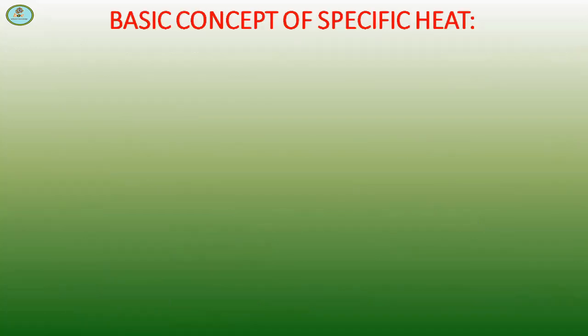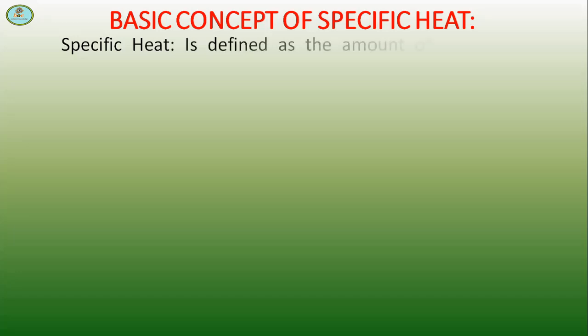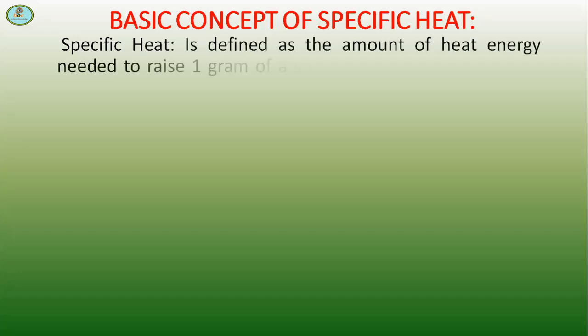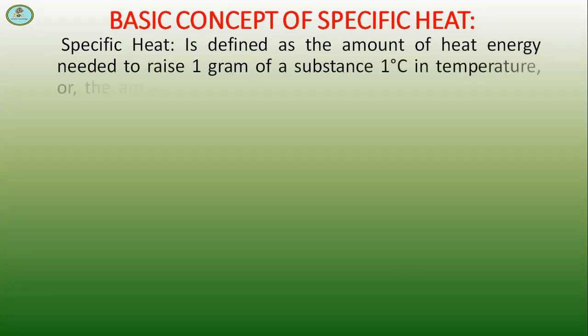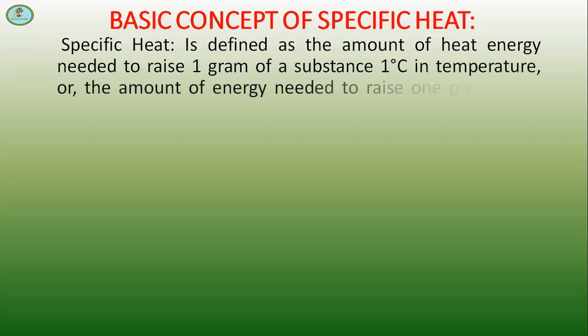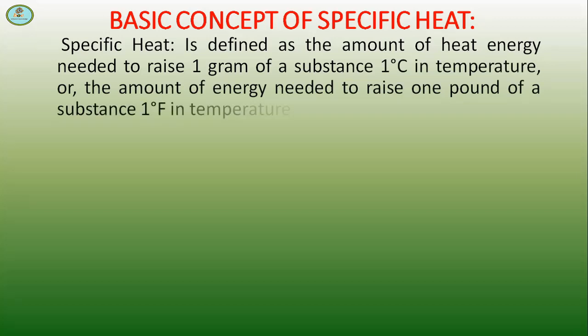Basic concept of specific heat. Specific heat is defined as the amount of heat energy needed to raise 1 gram of a substance 1 degree Celsius in temperature, or the amount of energy needed to raise 1 pound of a substance 1 degree Fahrenheit in temperature.